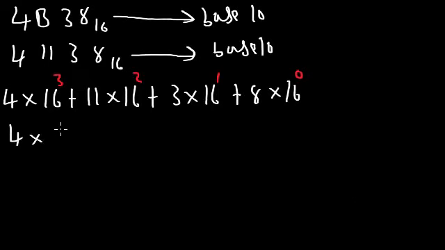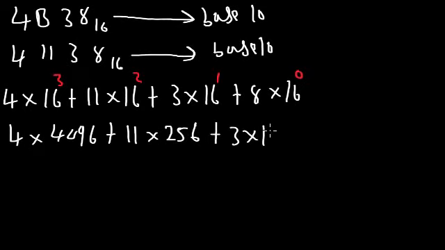And the next step is to simplify. So 16 raised to the power of 3, we got that earlier to be equal to 4096. Then we are adding that to 16 raised to the power of 2. Earlier we got that to be 256 as well. So I'm multiplying that with 11. Then I have 3 times 16 because 16 raised to the power of 1 is 16. And 16 raised to the power of 0 is indeed equal to 1. So right now, I can just multiply everything together.